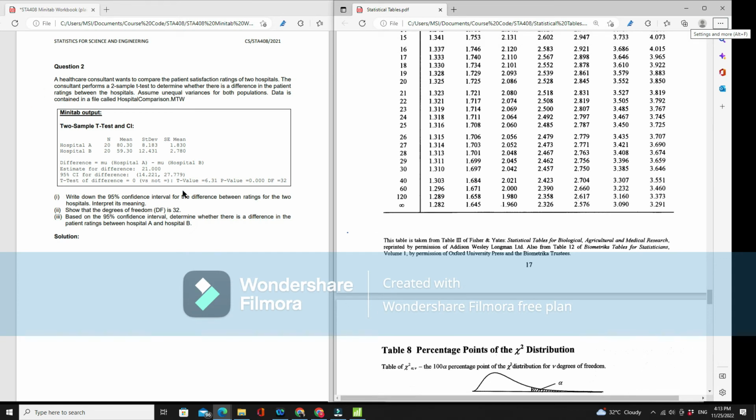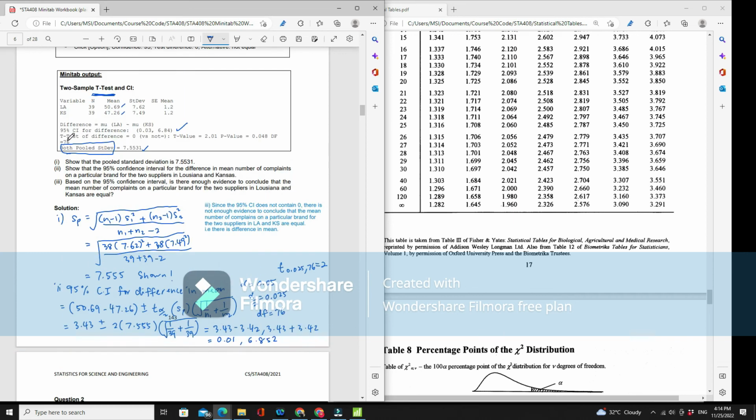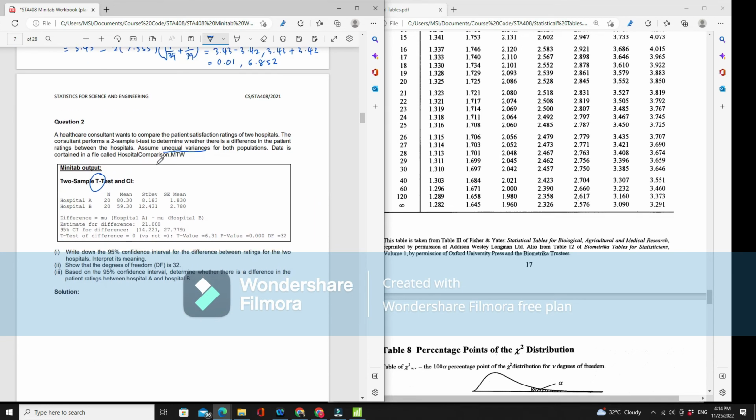Alright, next, second question. So this one, two sample t-test. So T is hospital A, hospital B. Then assume unequal variance. So this one is case 2 using t and then unequal variance. So for unequal variance, no pooled variance. For the equal variance, in the output we'll have pooled standard deviation or pooled variance. So you have to recognize the difference between unequal variance and equal variance output.